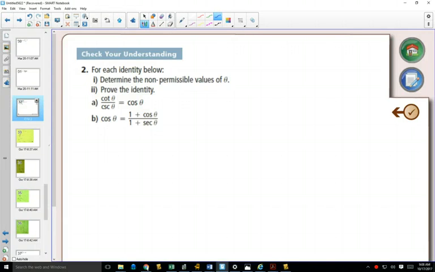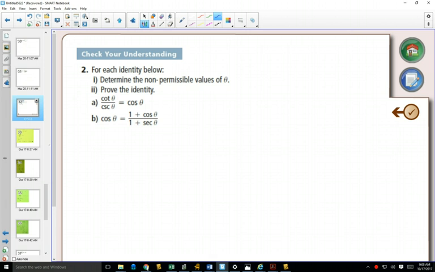Now for each of these identities, before we look at the proofs that you have provided, it says determine the non-permissible values of theta. Well, we're actually going to look at the proofs first, and then we're going to determine the non-permissible values, because you have a non-permissible value when you do something you're not allowed. In this case, the only thing that could possibly come up is with fractions dividing by 0. So we have to look at all of the places that you would have fractions in this and then figure out what your non-permissible values are.